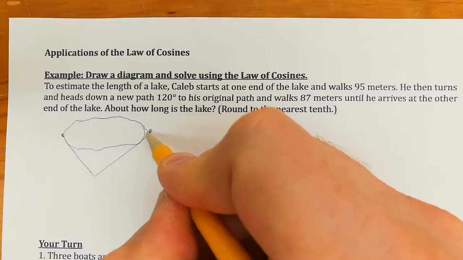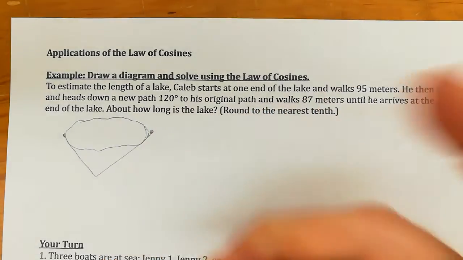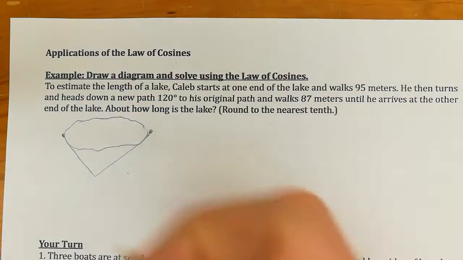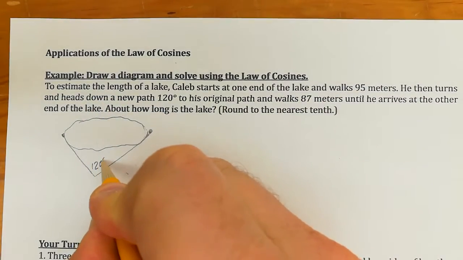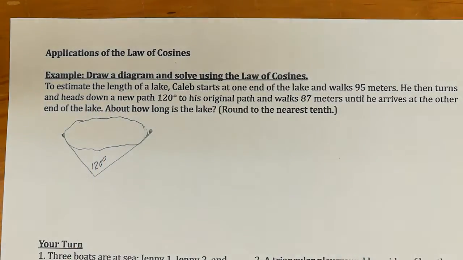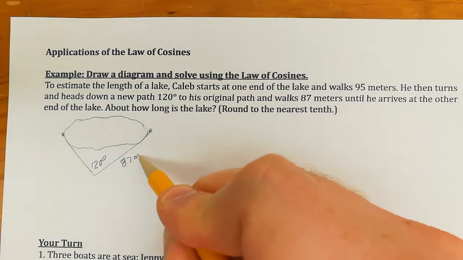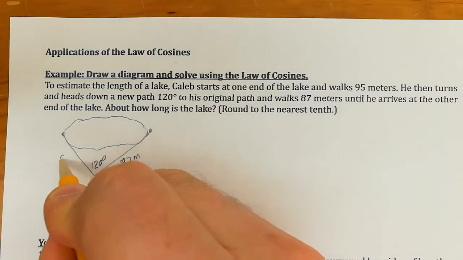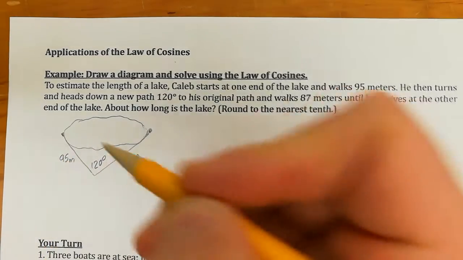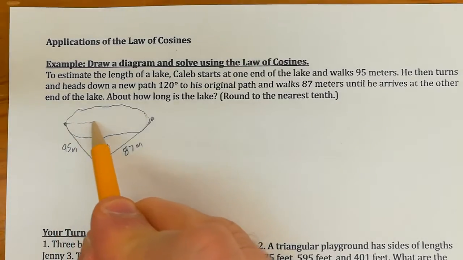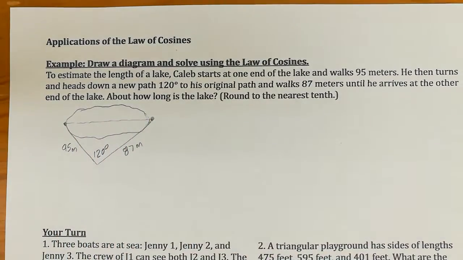We'll say the lake's just a little bit longer. How about that? Okay. So this is 120 degrees. This is not drawn to scale by any means. And this was 87 meters. And this is 95 meters. Definitely not to scale, but that's all right. It's still going to work for us here. So we want to figure out what is the length of this lake here.